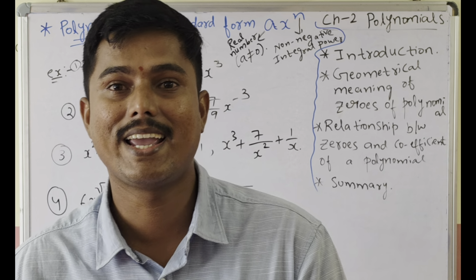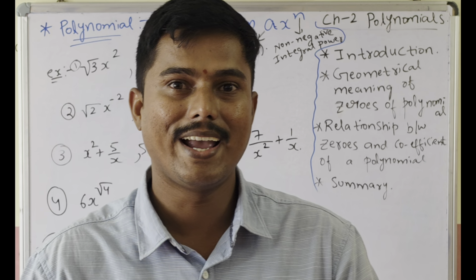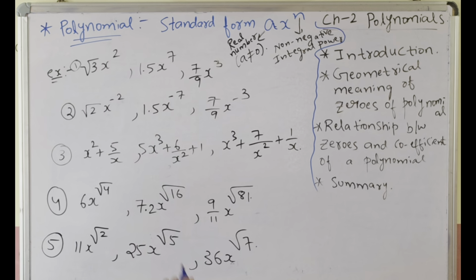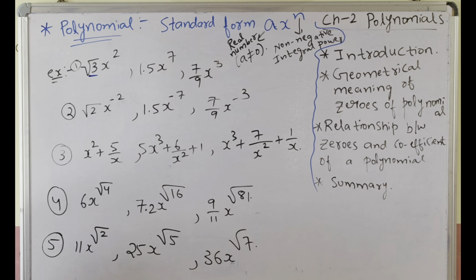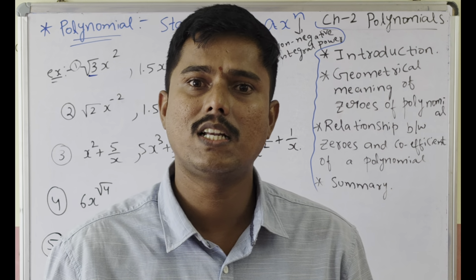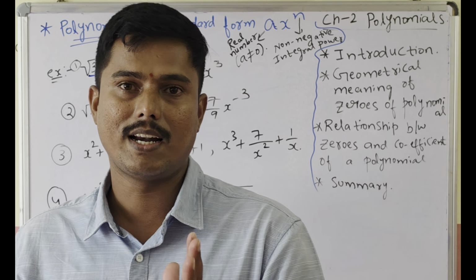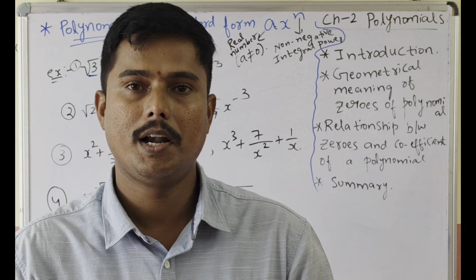I defined polynomials for you. a is a real number except 0. So first of all, you identify what is a in everything. See the first example here. What is a? Root 3. a can be root 3. Yes, it is a real number. That's what you learned in chapter 1: real numbers. All rational and irrational numbers come under real numbers.